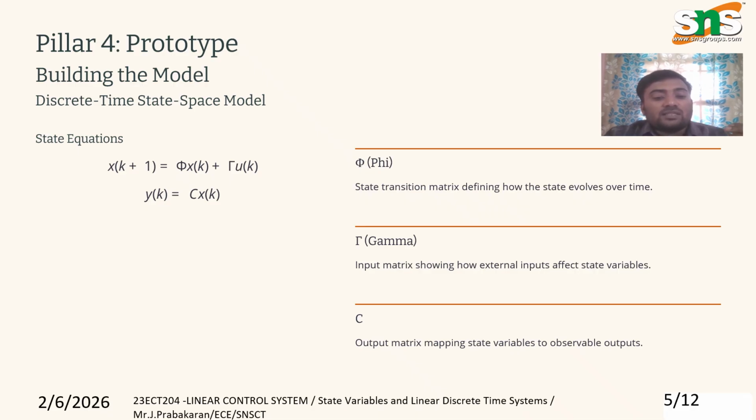Phi matrix tells how the present state changes to the next state. Gamma matrix tells how the input affects the state. C matrix converts state variables into measurable outputs. These equations are used in analysis, simulation, and controller design.